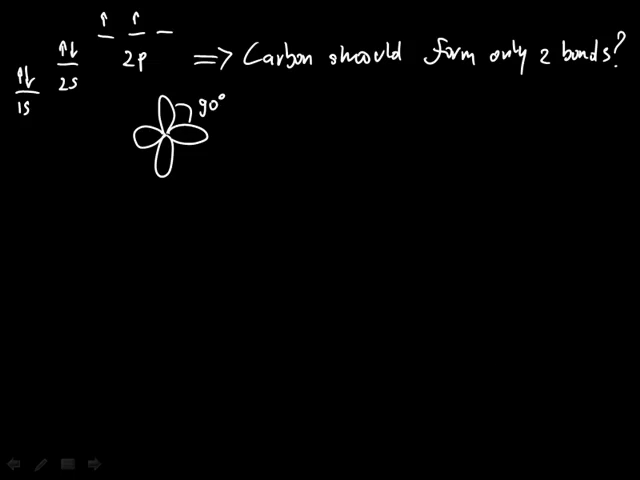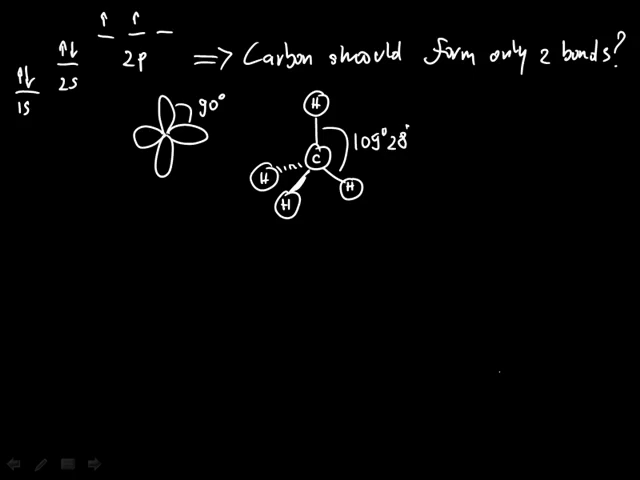But in most of its compounds, for example methane, carbon doesn't have a 90-degree angle. Instead, in this compound, where a centrally bound carbon atom is bound to four hydrogens, the angle between individual CH bonds is 109 degrees and 28 minutes. The question is, first, why does carbon form four bonds? And why is this angle such a strange value?